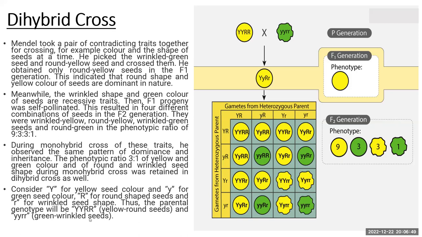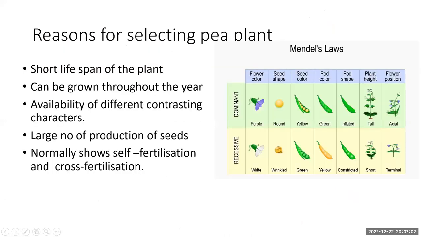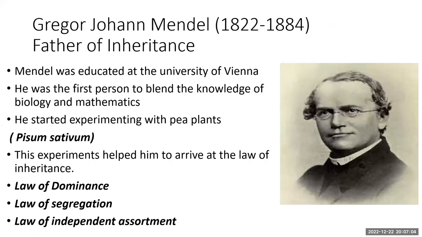What is the first law of heredity? Law of dominance. What does it state? That the dominant trait would be expressed over the recessive trait. If two pure alleles are crossed, always the dominant character or dominant gene is going to get expressed.